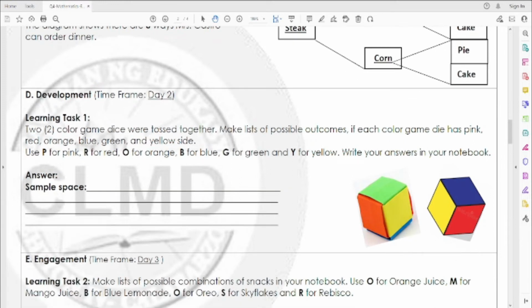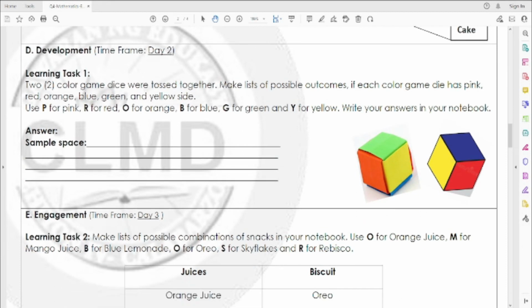Two color game dice were tossed together. Make a list of possible outcomes. If each color game die has pink, red, orange, blue, green, and yellow inside, use P for pink, R for red, O for orange, B for blue, G for green, and Y for yellow. Write your answer. So, sample space.